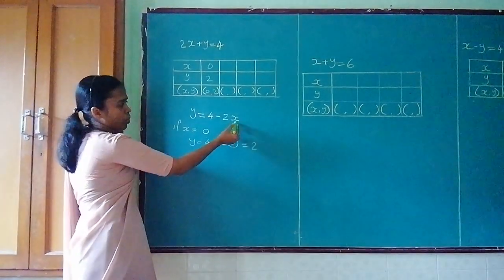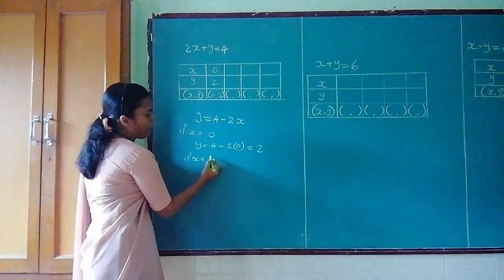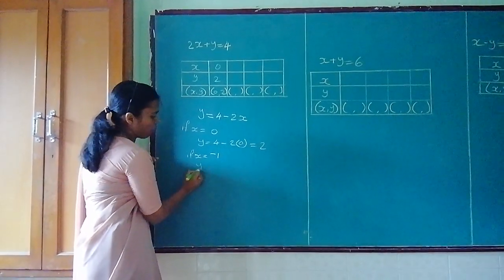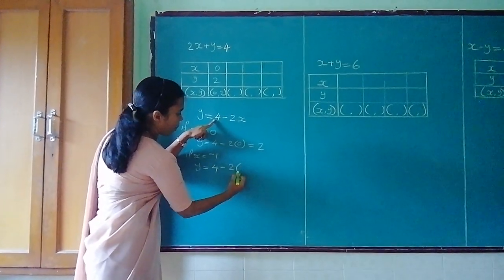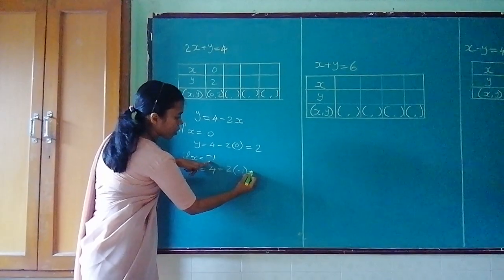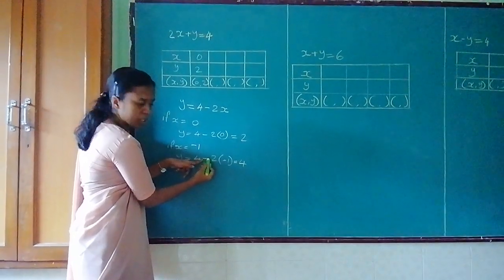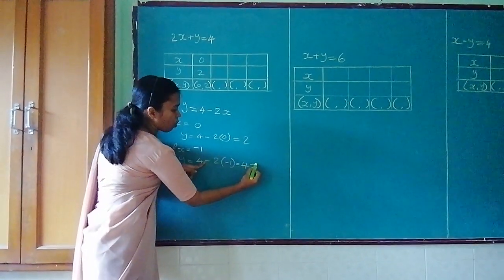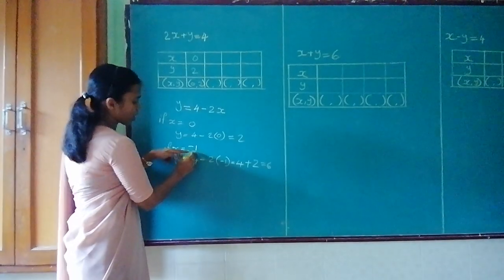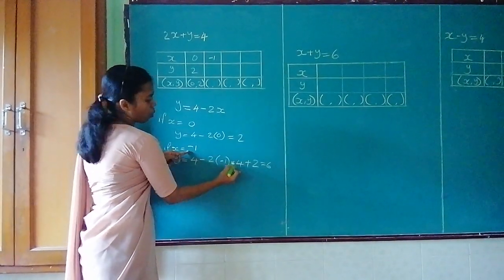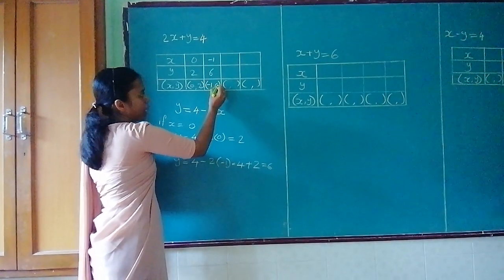The next value, substitute something for x, that is if x is equal to minus 1, then y is equal to 4 minus 2 bracket minus 1, that is equal to 4. Now this also, minus multiplied by minus becomes positive 2, that becomes 6. So if x is equal to minus 1, y is equal to 6. That you will be writing here as minus 1, 6.